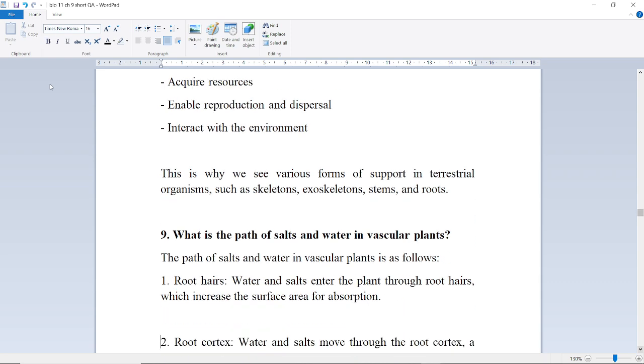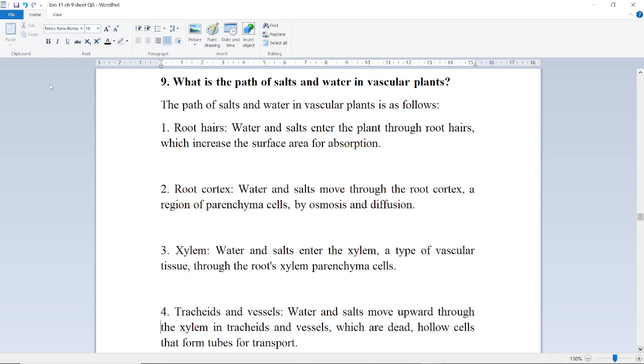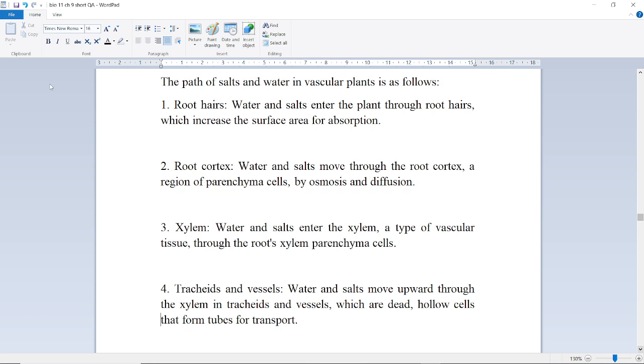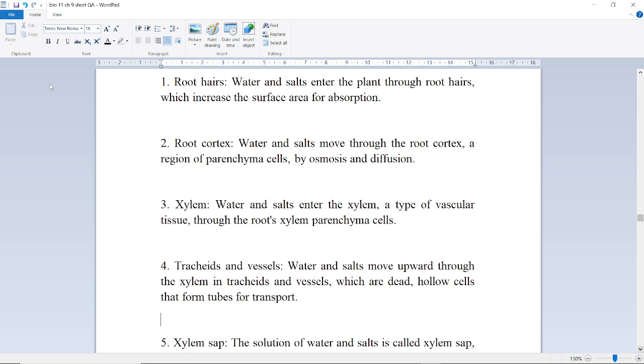Next is, what is the path of salt and water in vascular plants? The path of salt and water in vascular plants is as follows. First of all, root hairs. Water and salts enter the plant through root hairs, which increase the surface area for absorption. Root cortex. Water and salt move through the root cortex, a region of parenchyma cells, by osmosis and diffusion.